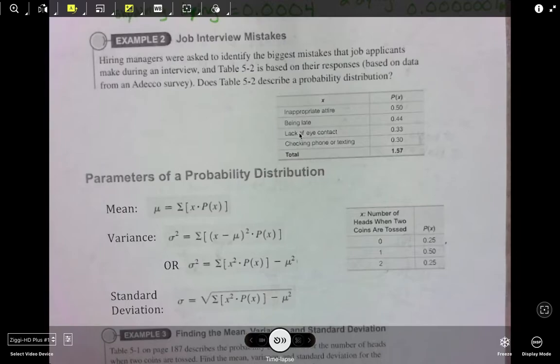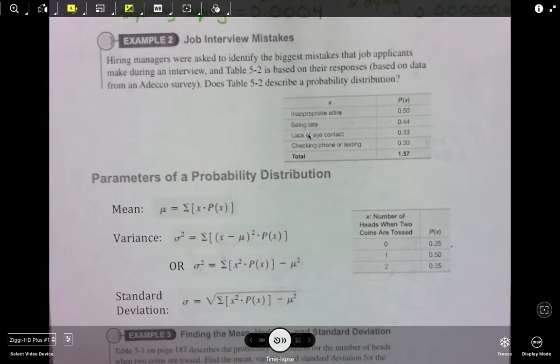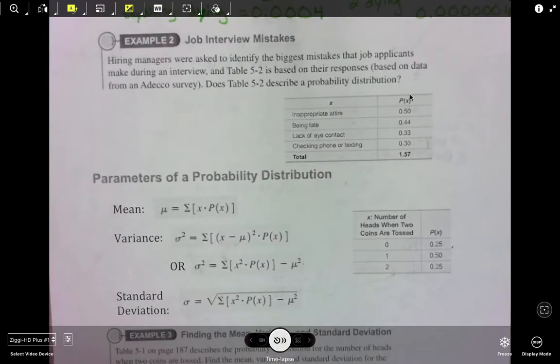That's a big one. I see that a lot when I'm interviewing people for like FBLA stuff. 33% eye contact is huge. And I don't know who does this. 30% are checking their phone or texting during an interview. I think this data is like wrong because who would do that?